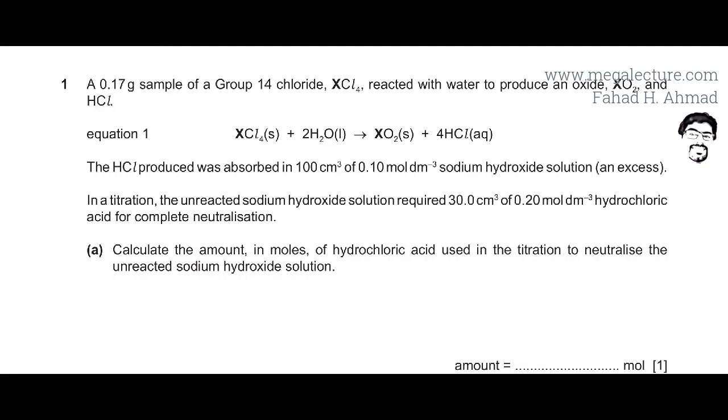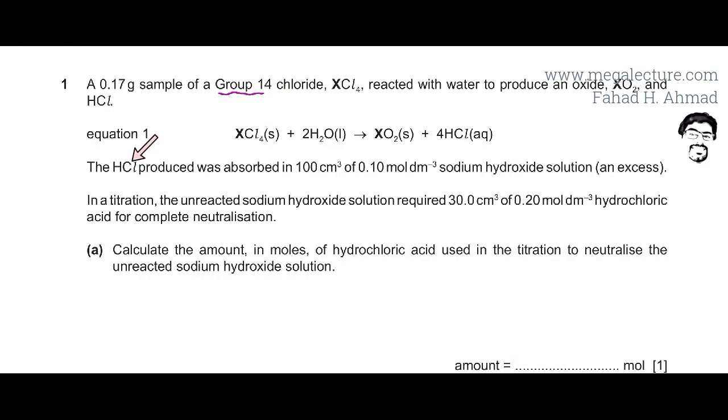The following question reads that a 0.17 gram sample of group 14 chloride XCl4 reacted with water to produce an oxide XO2 and HCl. And they've given you an equation. We don't know what X is. What we just simply know is that it's a group 14 chloride. That's the only information that's provided.